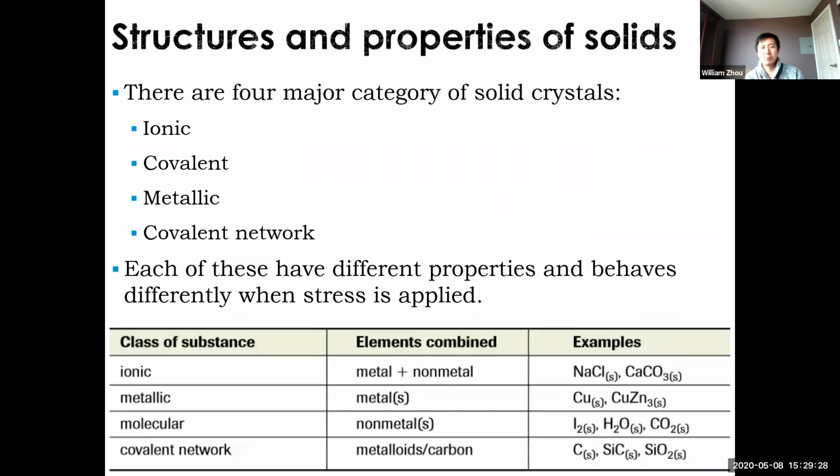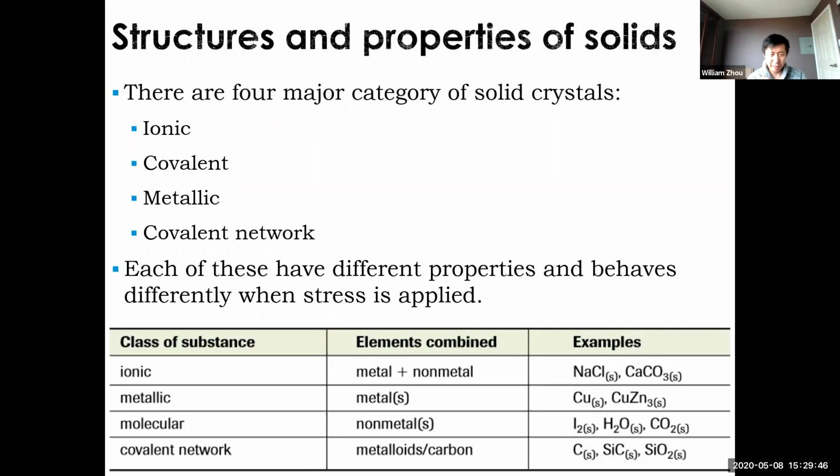Different types of solids. We're going to learn 4 different types of solids: ionic, covalent, metallic, and covalent network. We're going to first summarize each. How do you get these solids in the first place? Well, check out the table on the bottom.